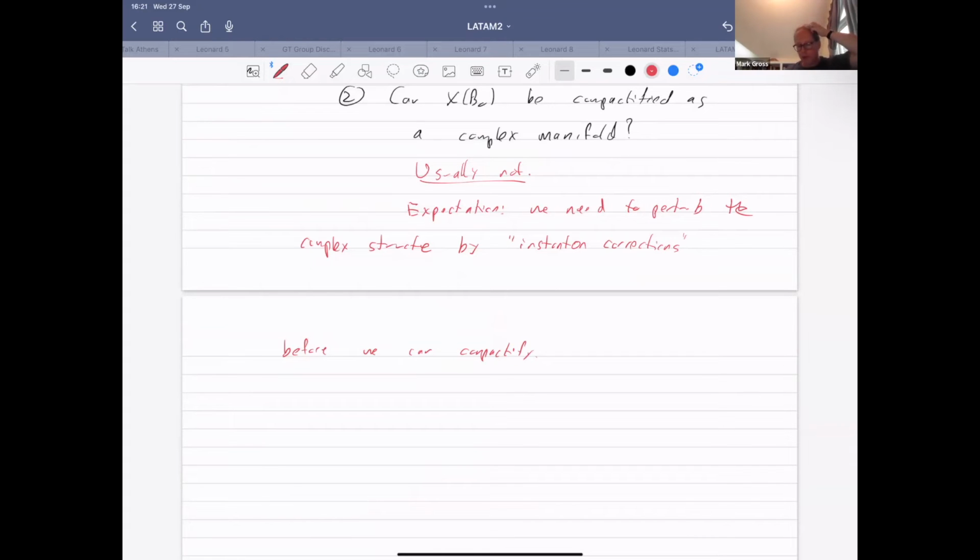And roughly speaking, what instanton correction, this has something to do, these should have to do with pseudo-holomorphic, or just holomorphic, if you don't like the word pseudo, holomorphic disks on X check of B0, or sorry, X check of B, with boundary on fibers.